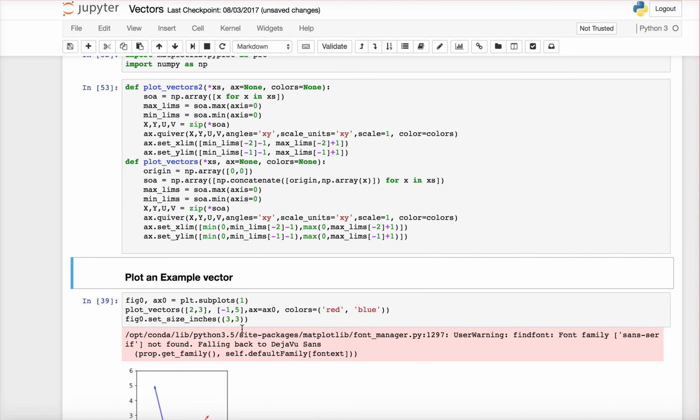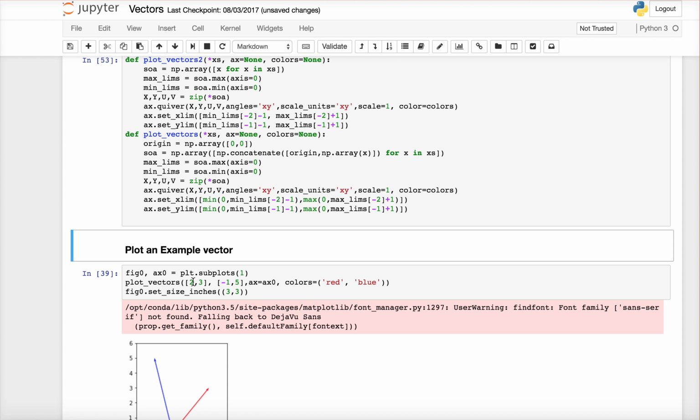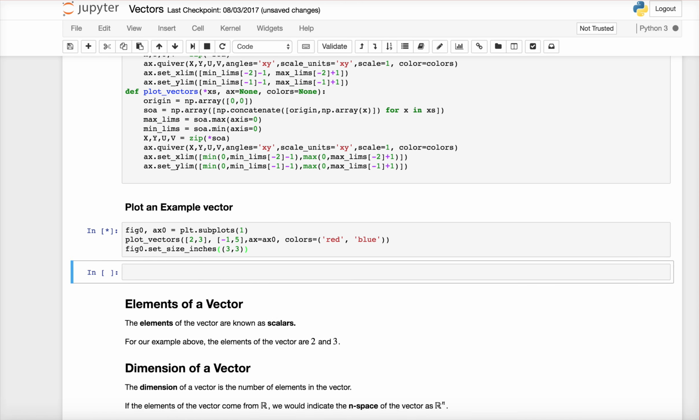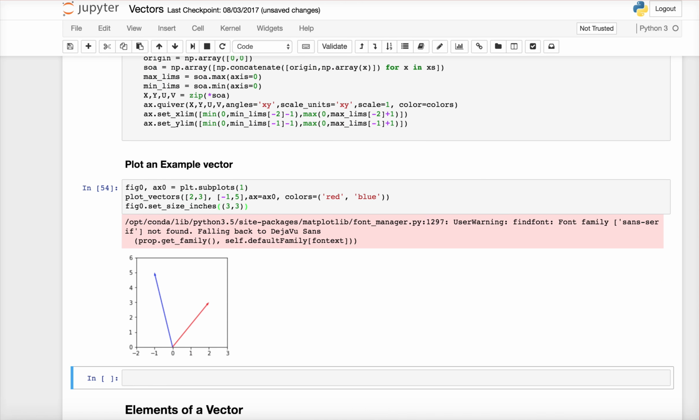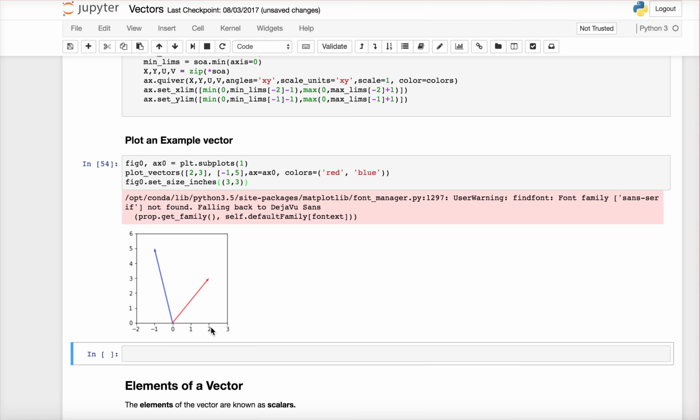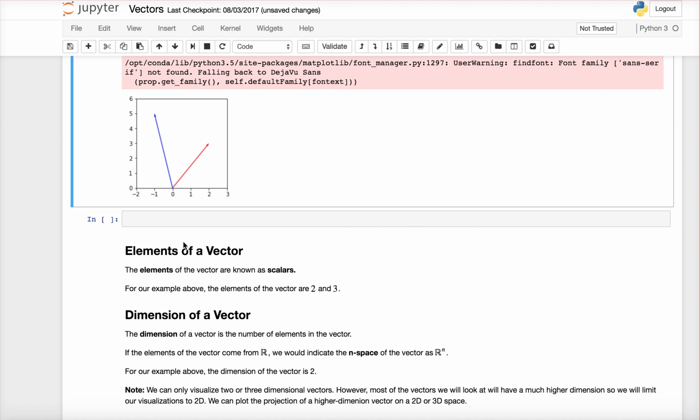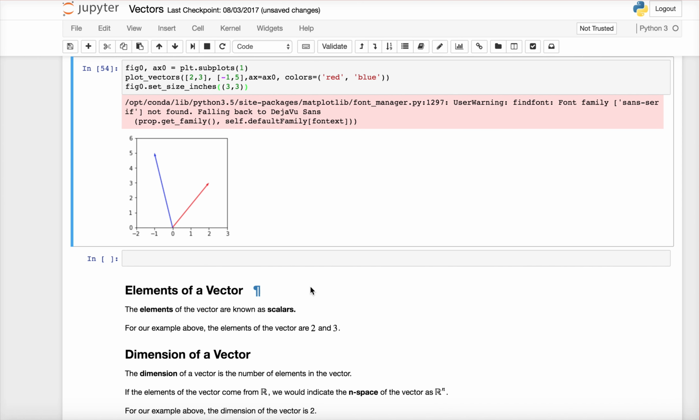So here I'm going to take two vectors. One vector are the numbers 2 and 3, and the other are the numbers -1 and 5. So the first one I'm going to draw in red, and the second one I'm going to draw in blue. And so you can see this right here. So we have this going over 2 in x and up 3 in y, and the other one we're going -1 in x and +5 in y. So the elements of the vector are known as scalars, and for the example above, the elements of the red vector are the scalars 2 and 3.